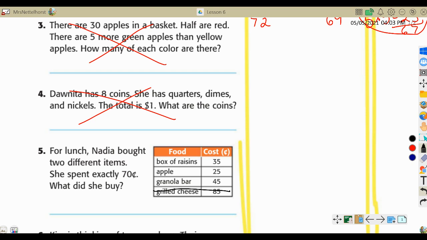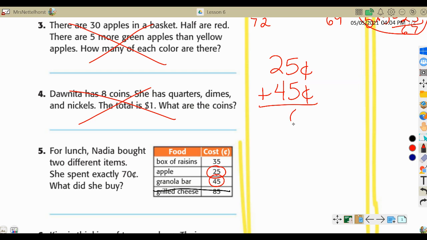Okay, so we should probably pick an expensive one and a cheap one and see how that comes out. So the expensive one is the granola bar, and the cheap one is the apple. So let's try adding those. So let's do 25 cents plus 45 cents. Oops, what is up with me and writing 5s today? There we go.